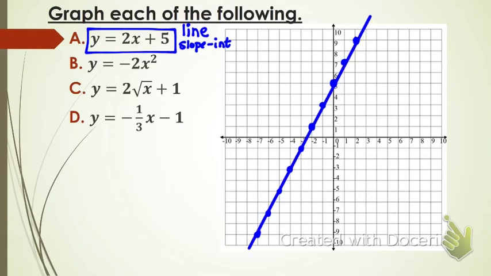Get my line on there. Go. Pop some arrows on the end. It does continue on. What is this second one going to be a graph of? A quadratic. So I'm going to be making a parabola.